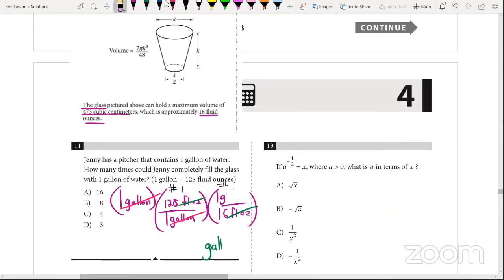And why did I write the word glass there? Oh, that was supposed to be the word glass. Okay, fun stuff. So the only unit remaining is not gallons, it's glasses. And how many glasses? 128 on the top, 16 on the bottom. 128 divided by 16, which is 8. And so the answer to number 11 is going to be B, 8.